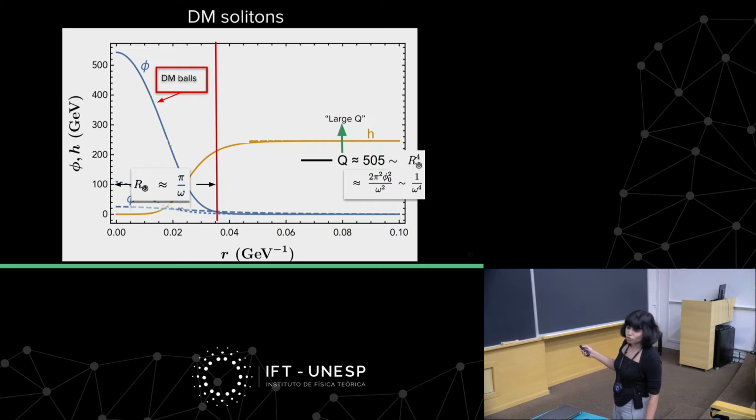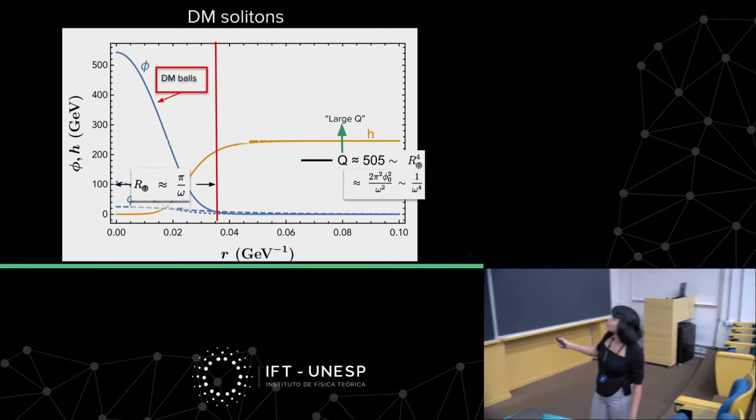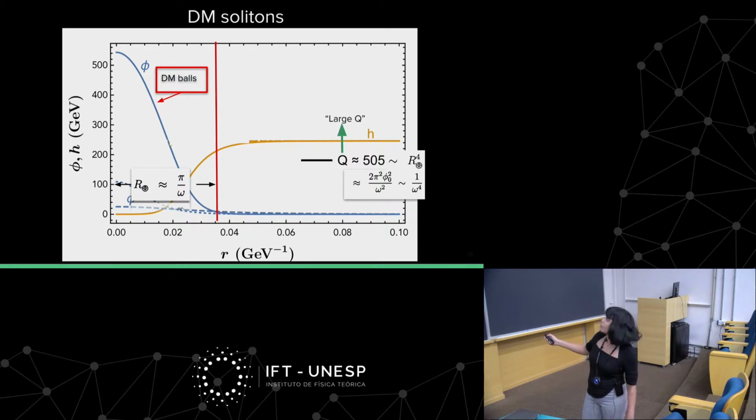And the charge, again, for these objects, we have some scaling laws, so analytical approximate relations for them. They depend on omega in this fashion, and also on the size of the dark matter ball. And when you say Q is of this value, this is a large Q. If Q is order one, then it's a small Q.